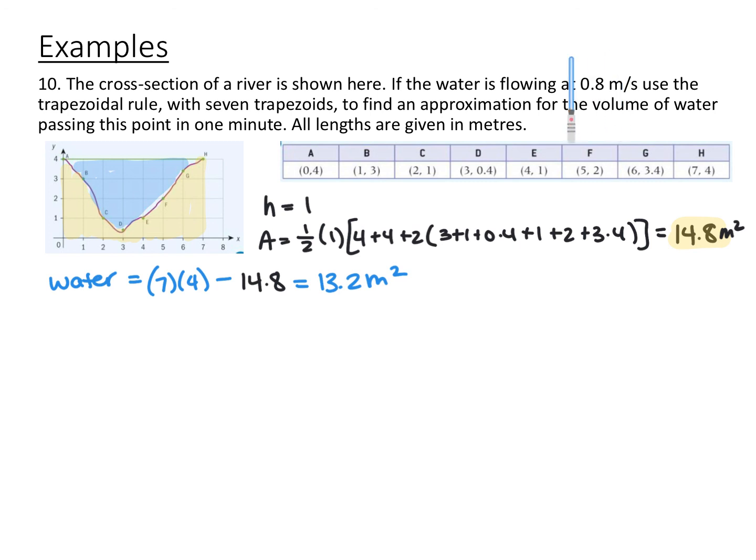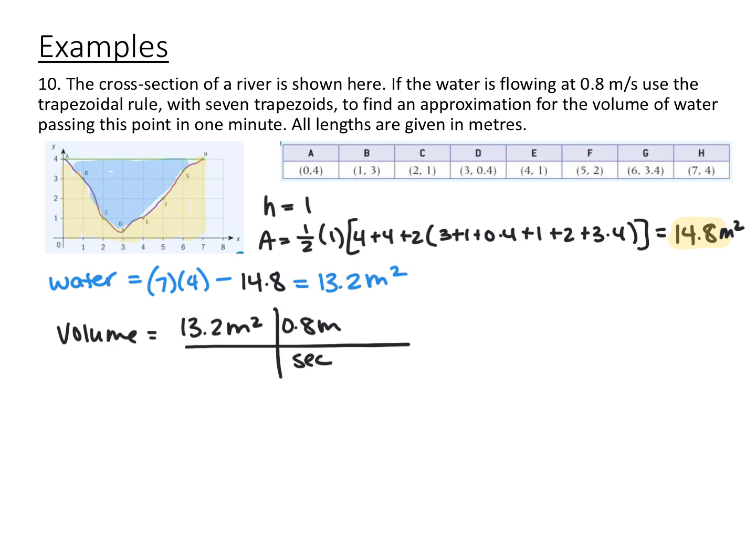They give us how fast the water is flowing, so we can use that to help us find the volume. We want to know the volume per minute, basically. So we have the speed per second, and I multiplied that by the area, so 13.2 meters squared times 0.8 meters per second. Now we have meters cubed in the numerator, which is what we want for volume, but we want it per minute, and right now it's per second. So now we need to convert it into minutes. I'm going to multiply it by 60 because there are 60 seconds in a minute, and this will give us the total volume per minute.